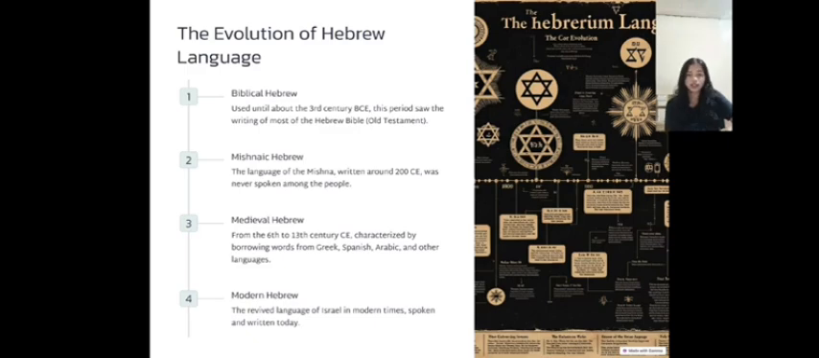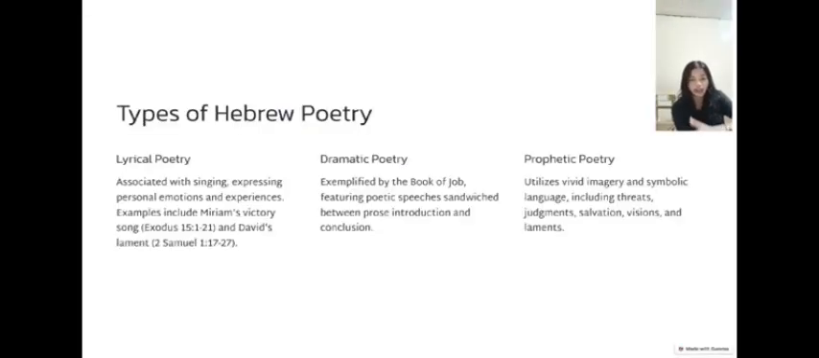So we have 3 types of Hebrew poetry. First is lyrical poetry. Lyrical poetry is poetry associated with singing. It is highly prominent in expressing personal thoughts, experiences, and emotions. For example, the victory song composed by Miriam, which can be read in Exodus 15 verses 1 to 21, at the time when they were delivered from the annihilation of the Egyptians.